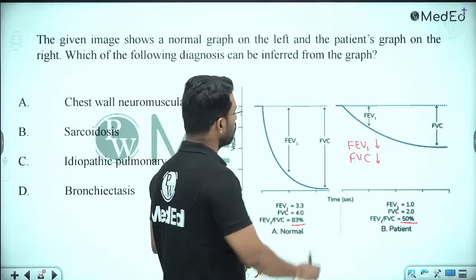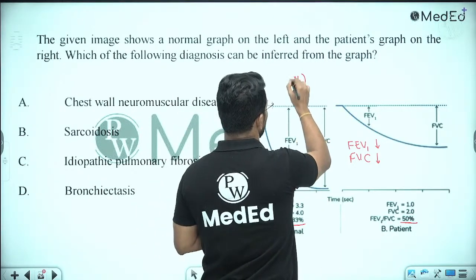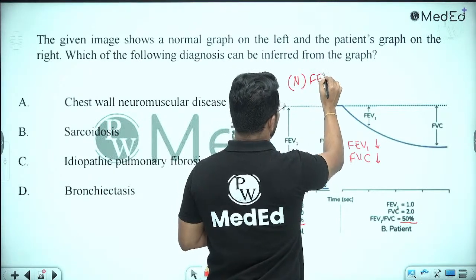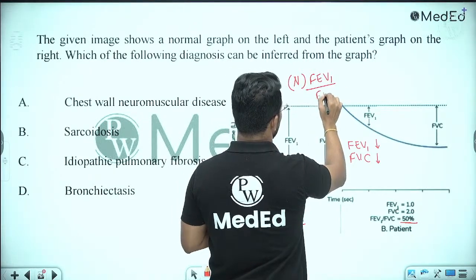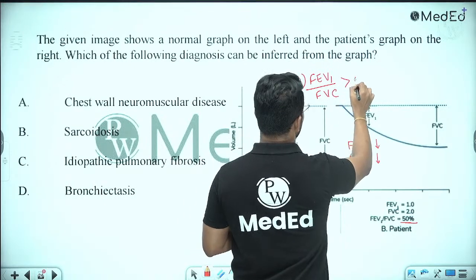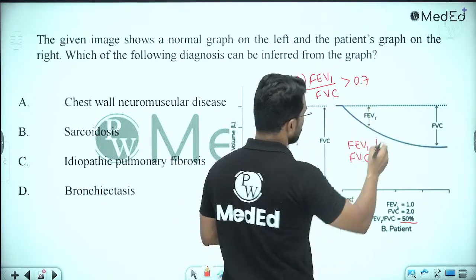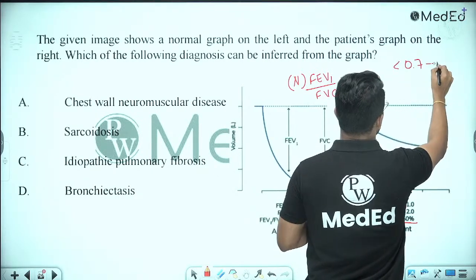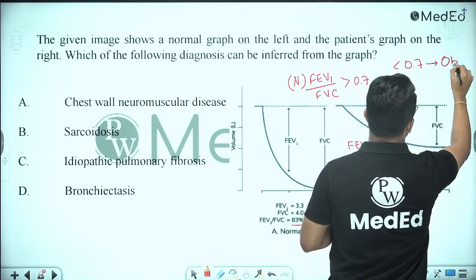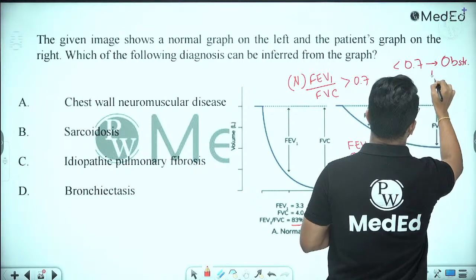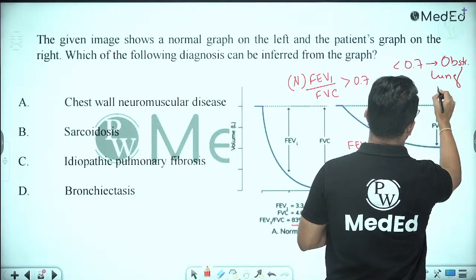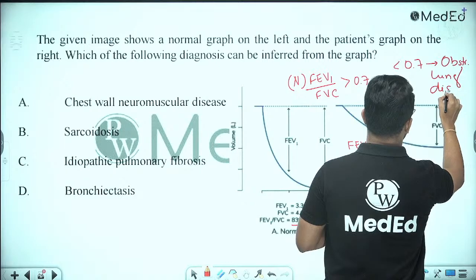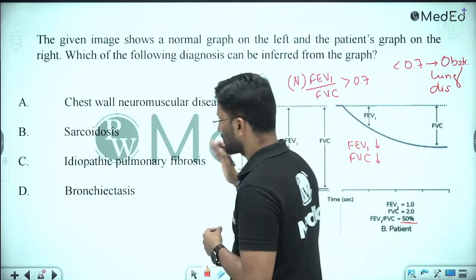So what is normal FEV1 by FVC ratio? Normal FEV1 by FVC ratio will be more than 0.7, right? And if it is less than 0.7, it indicates obstructive lung disease, right? Obstructive lung disease. Okay, so now let us come back to it.